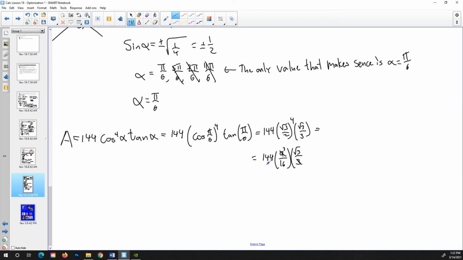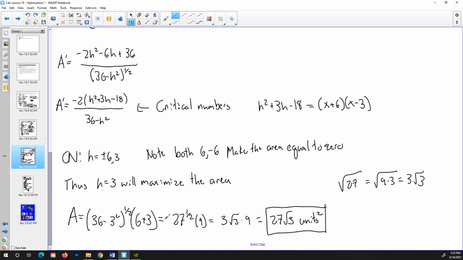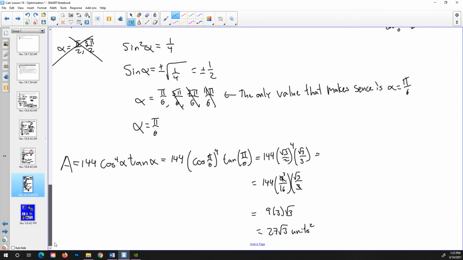And then 144 over 16, those cancel. And if you go 144 divided by 16, you end up with 9. And then 9, and so I got 9 times 3 times the square root of 3 ends up being 27 square root of 3 units squared, which is, surprisingly, what I got when I did it the first time. So our answers match up. And that is a long lesson, and I know that, folks.